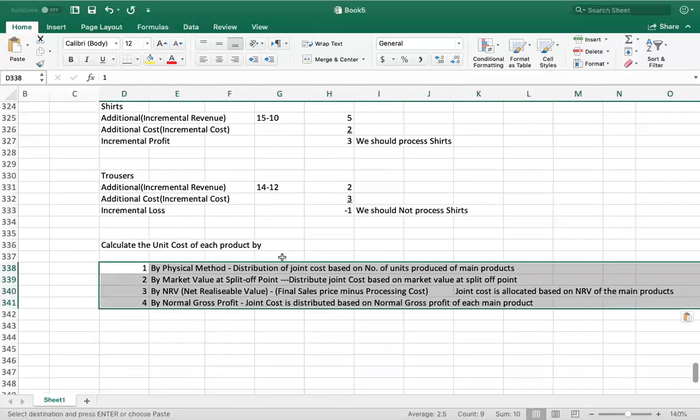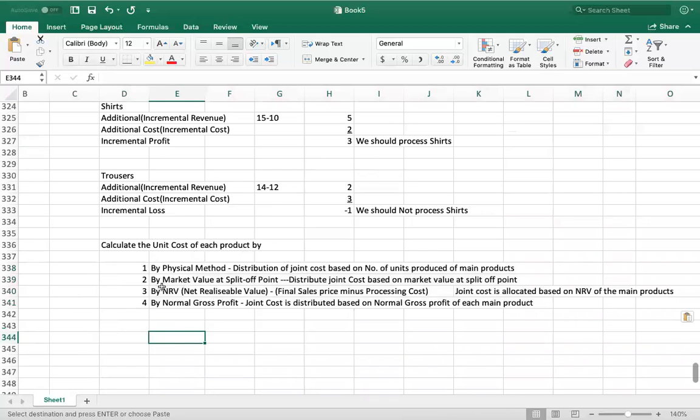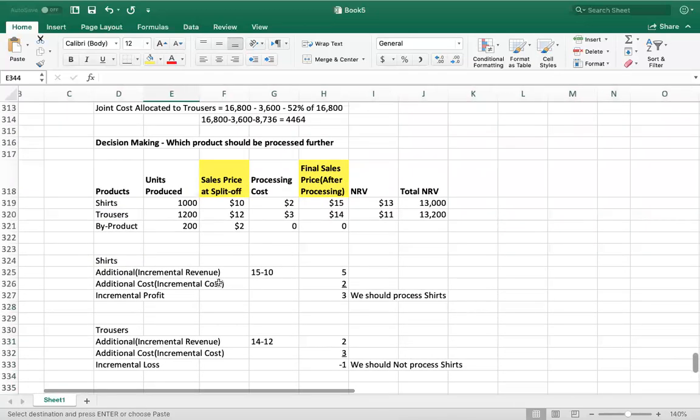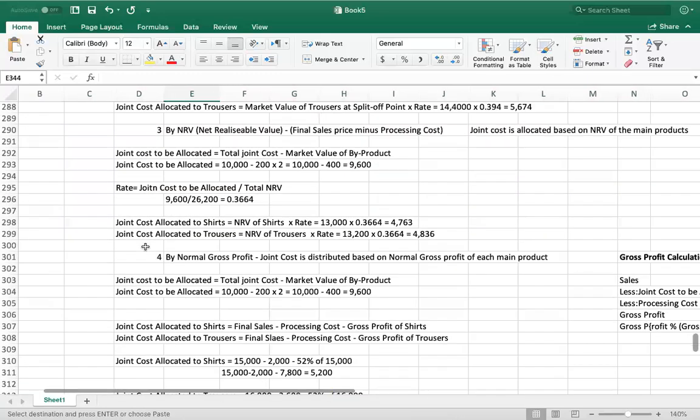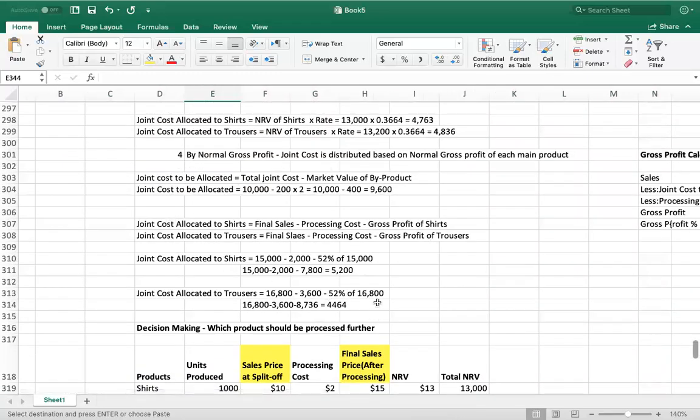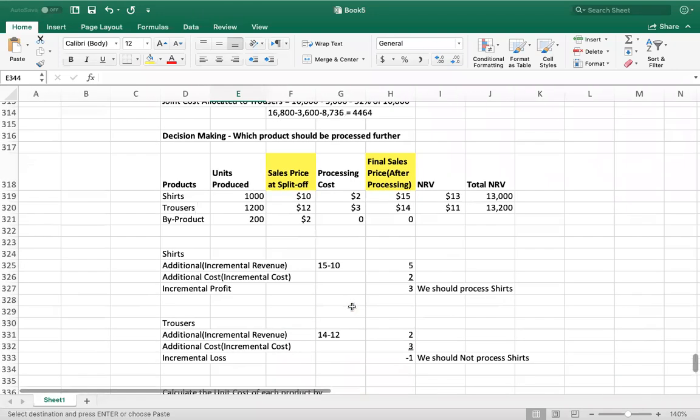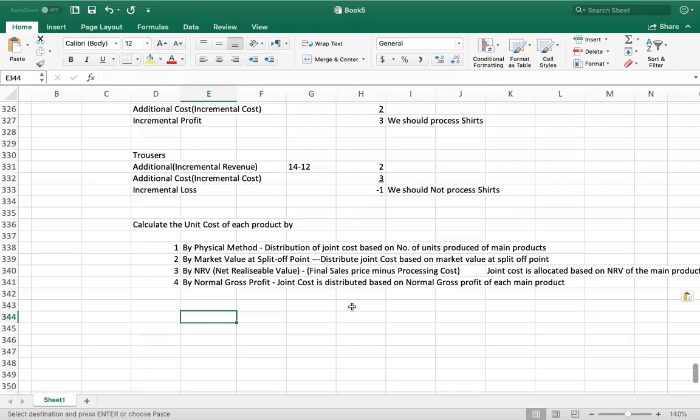Calculate the per unit cost of each product by these methods: by physical method, by market value split-off, by NRV, or by normal cost. So first you will follow this method, then the third method, then the fourth method. Total cost allocated to shirts 5,200 divided by number of units 1,000. Cost per unit: 4,464 divided by number of units of trousers, that is 1,200, like this. So in this way you will do your questions.